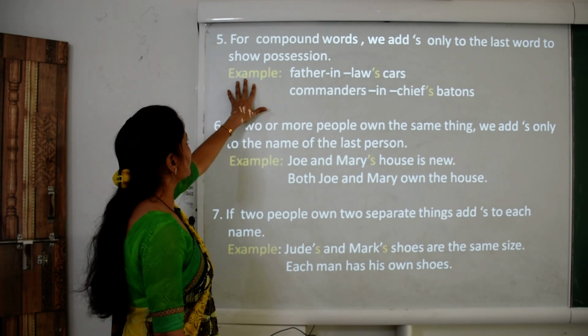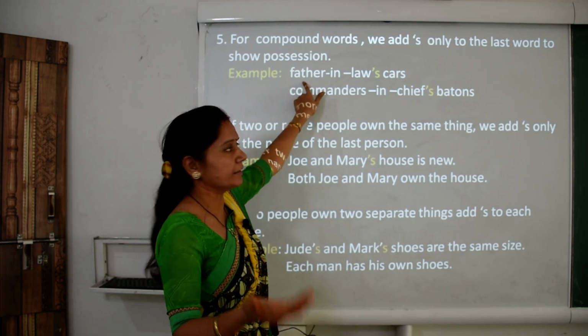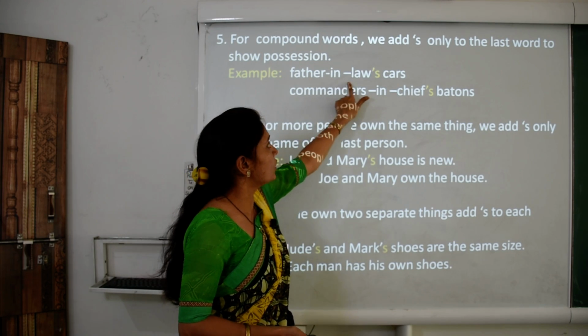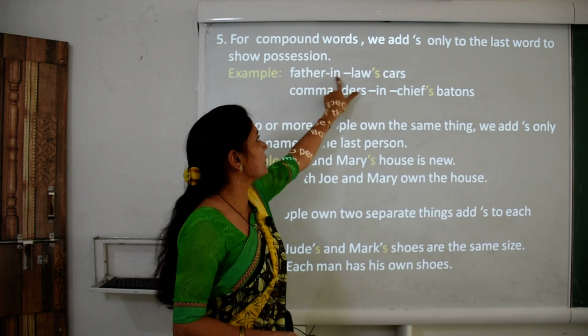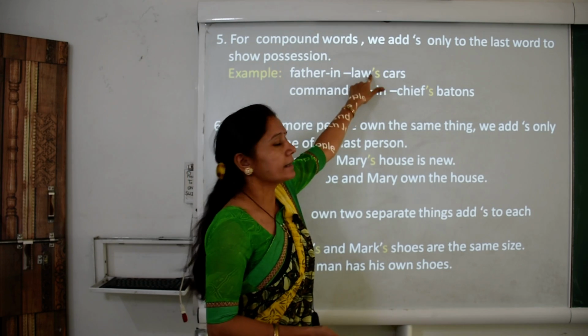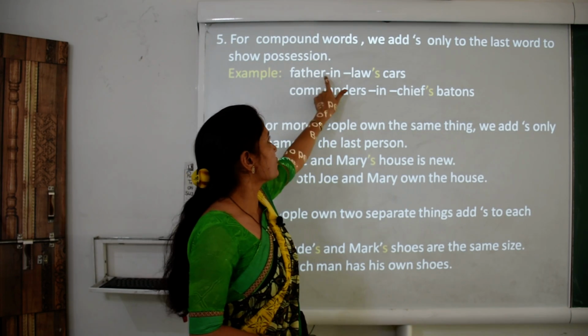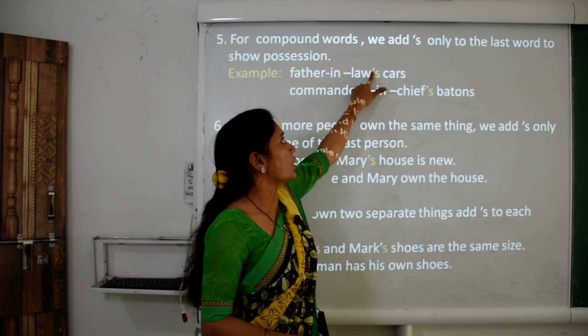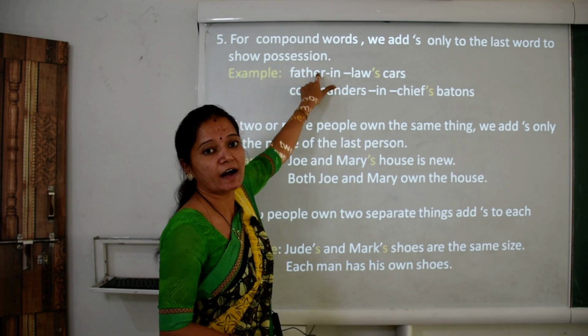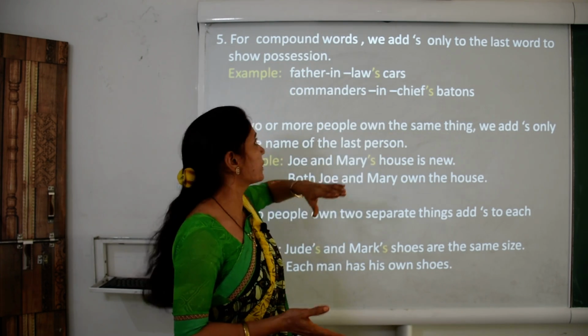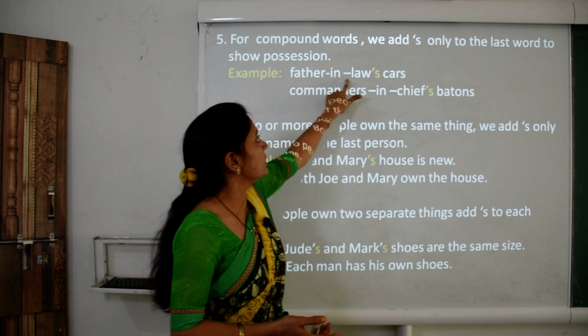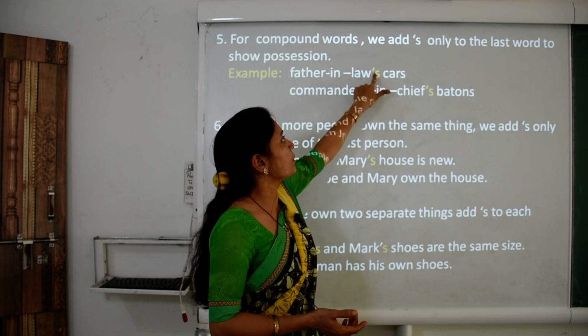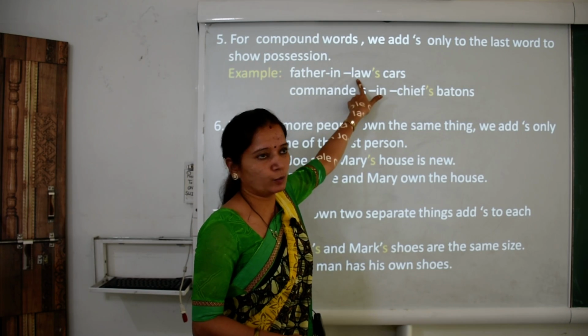Okay, let's look at some examples, then it will be more clear to you. Father-in-law's cars. So here, this is a compound word. So we'll add the apostrophe s with the last word, here "law". We will not add the apostrophe here: fathers-in-law's? No, it is wrong. So what we'll do is father-in-law's. So here we add apostrophe s with the last word only.